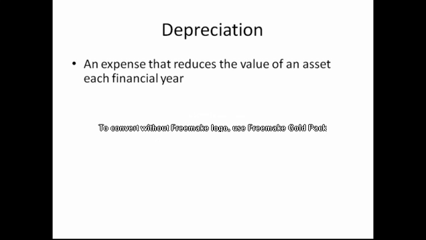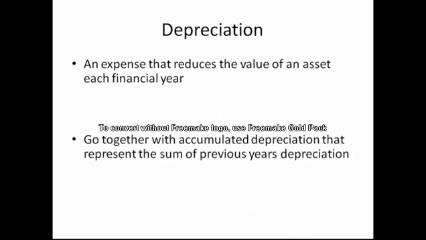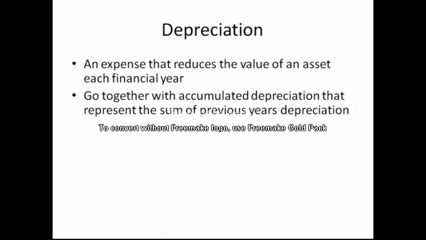Depreciation, let's just define that. It is an expense that reduces the value of an asset each financial year. We know we record the asset at historical cost, but it's logically sensible that over time the value of the asset should reduce. Now the thing is, we cannot show this reduction in the fixed asset account, as we need to consistently apply the historical cost principle. So in the fixed asset account it will always be at historical costs.